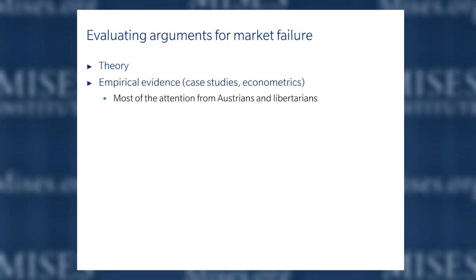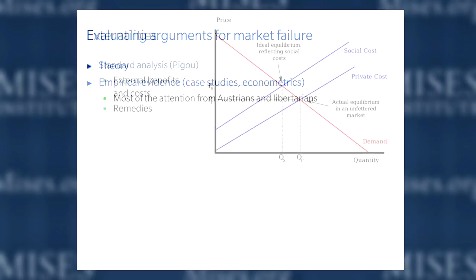So what I want to do in the next few minutes is evaluate some of these arguments for market failure, and as you might anticipate, point out some weaknesses, both theoretically and empirically, to these arguments. So we'll do a little bit of theory first, and then discuss some case studies of various externality and market failure arguments. And that's where most of the action in the Austrian and libertarian literature has come from.